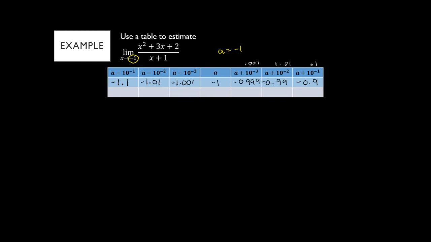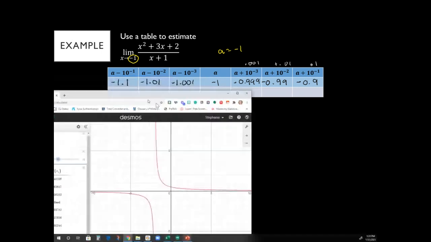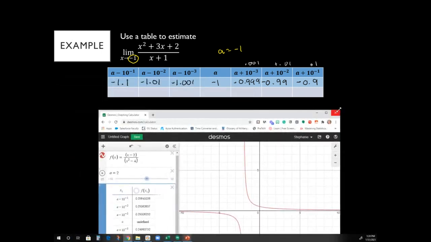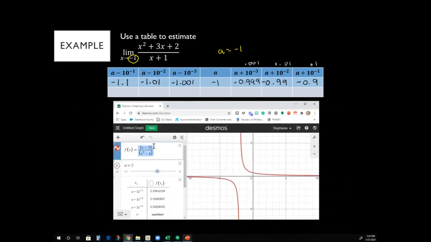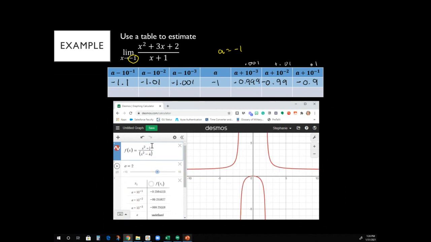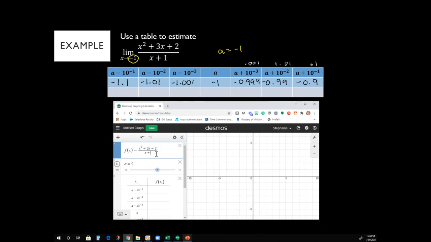Since I've got Desmos set up so nicely here, I'm going to change my function to match our new one. We have x squared plus 3x plus 2, over x plus 1. And now we're interested as x approaches -1. And so these are our function values. This is the output for our table here.